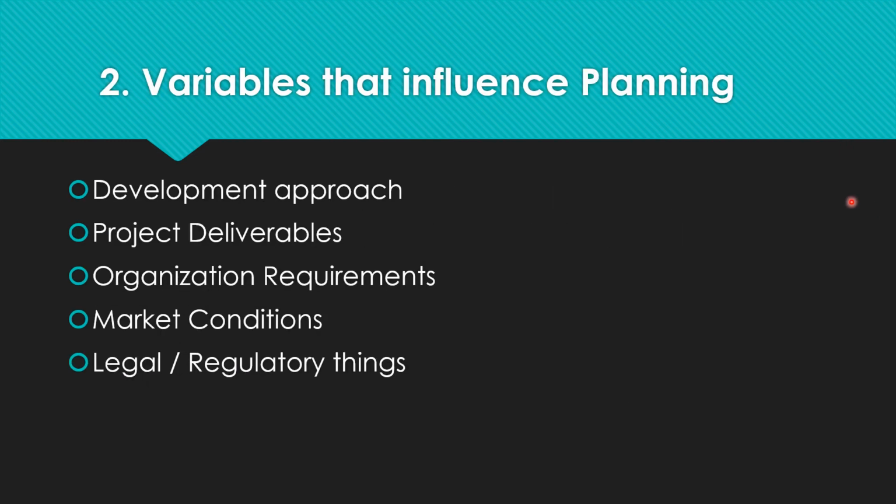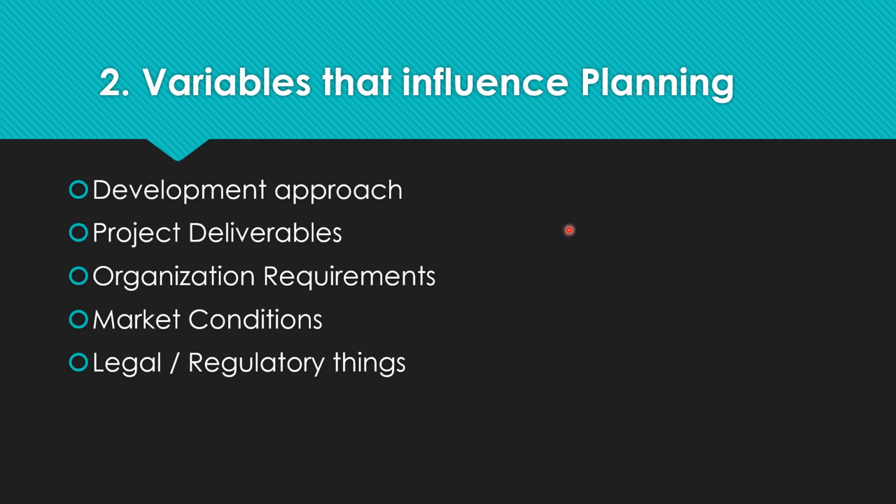What are the variables that influence planning? PMBOK talks about 5 variables. The development approach: based on the predictive or adaptive method, your planning will change. In a predictive method, you do very detailed planning and you try to complete 80% of the planning and then you start executing it. But in an adaptive method, you do just enough planning for a particular release and start with the sprint, start executing it, right? So that's how, based on the development approach, the planning approach changes.